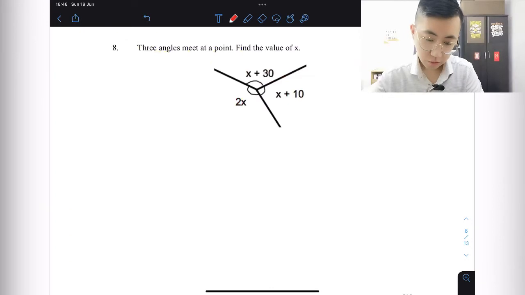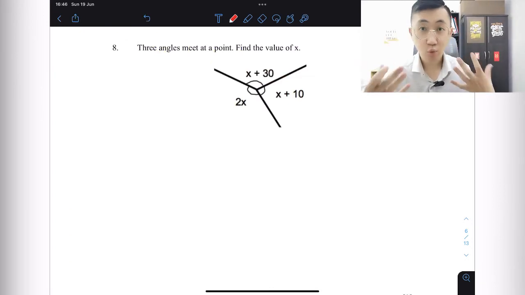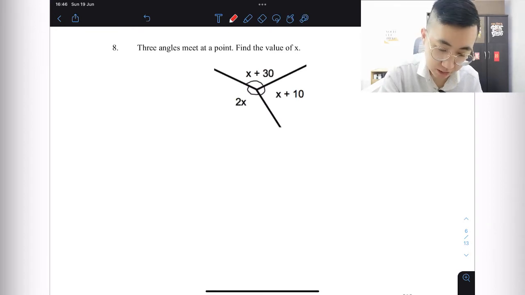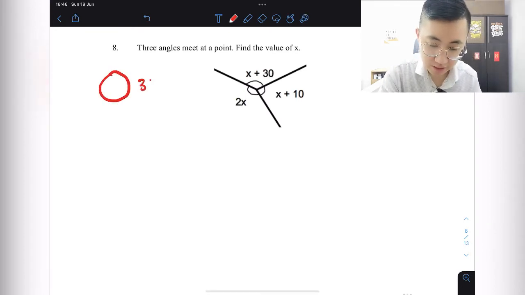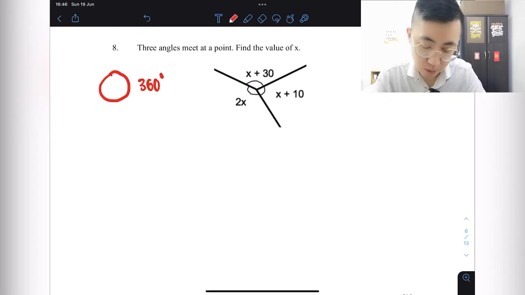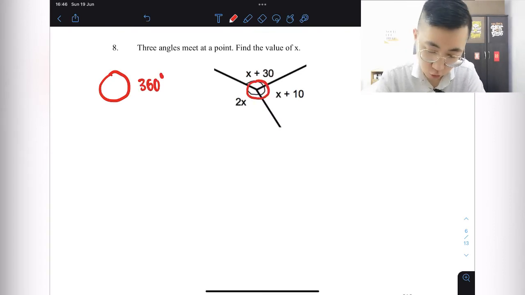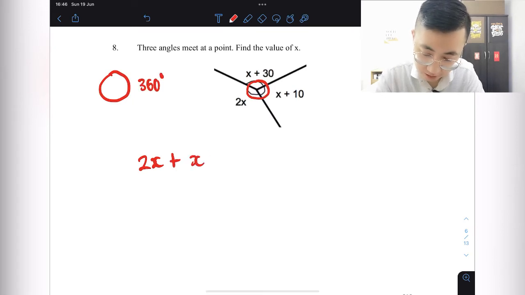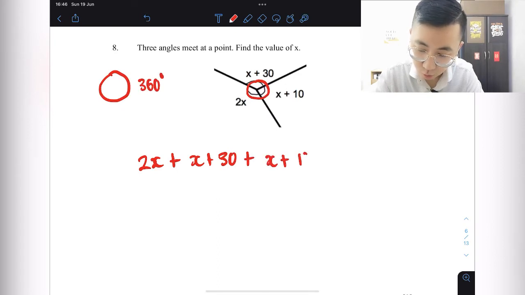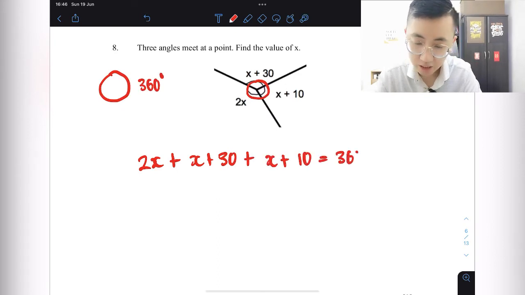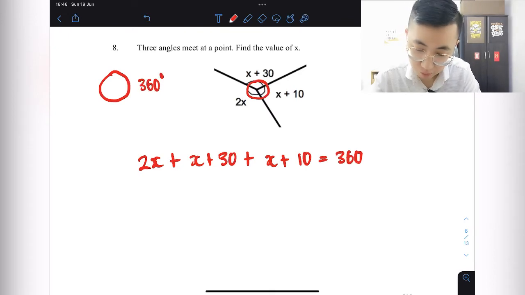Okay, question 8. 3 angles meet at a point, find the value of x. When you do this kind of question, remember that one full circle is 360 degrees. Using this property, I am going to add everything together. These 3 angles form a circle, right? So 2x plus x plus 30 plus the last one, x plus 10, equals 360.